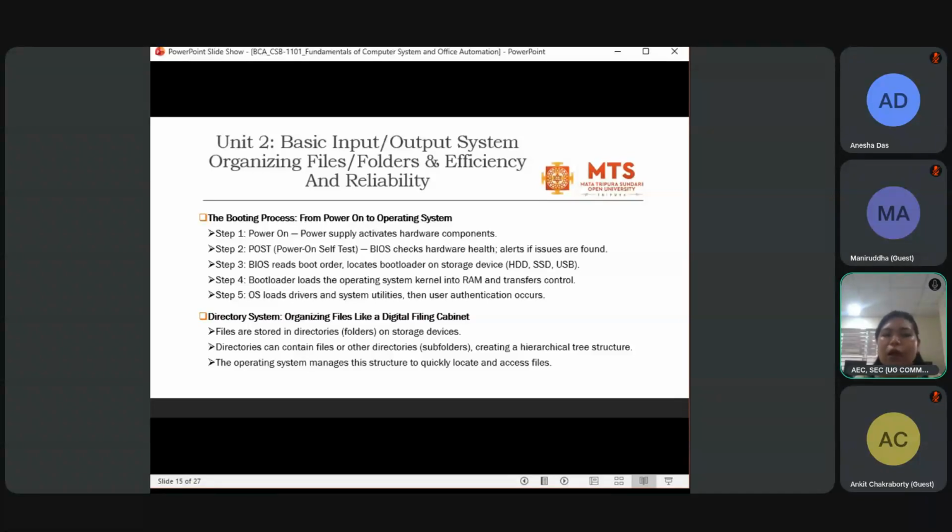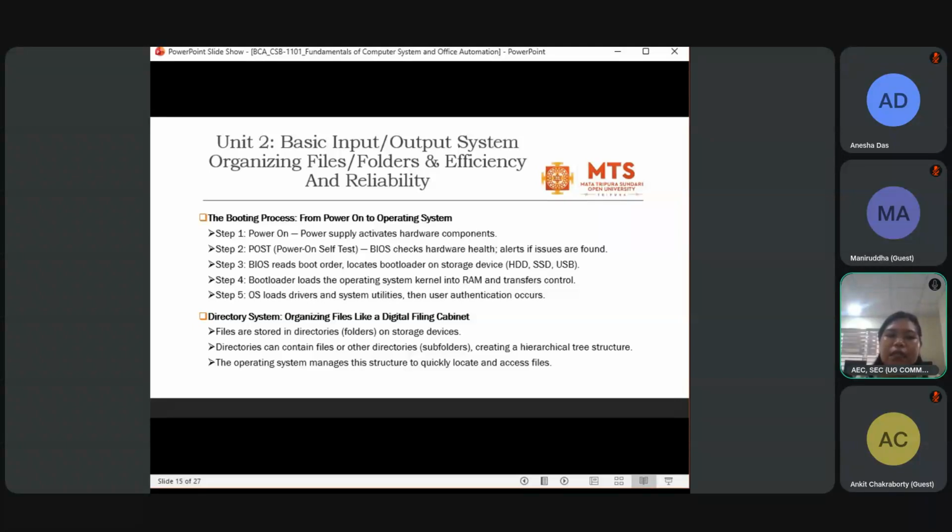In the fifth step, after the boot process by the BIOS is done, the operating system loads drivers and system utilities. Then user authentication occurs, like a password. Only then you enter your password to start your system and run it smoothly. This is the booting process.